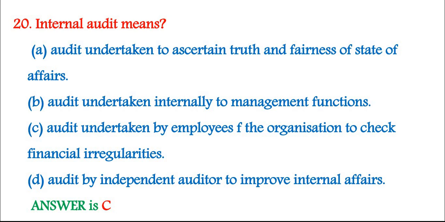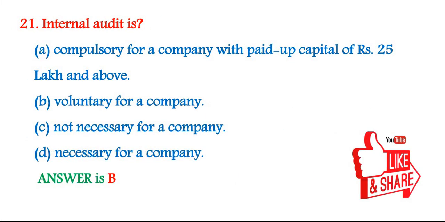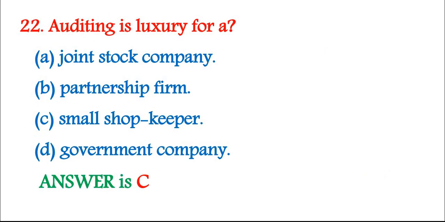20. Internal audit means A. Audit undertaken to ascertain truth and fairness of state of affairs. B. Audit undertaken internally to management functions. C. Audit undertaken by employees of the organization to check financial irregularities. D. Audit by independent auditor to improve internal affairs. Answer is C. 21. Internal audit is A. Compulsory for a company with paid-up capital of 25 lakh rupees and above. B. Voluntary for a company. C. Not necessary for a company. D. Necessary for a company. Answer is B. 22. Auditing is luxury for A. Joint stock company. B. Partnership firm. C. Small shopkeeper. D. Government company. Answer is C.